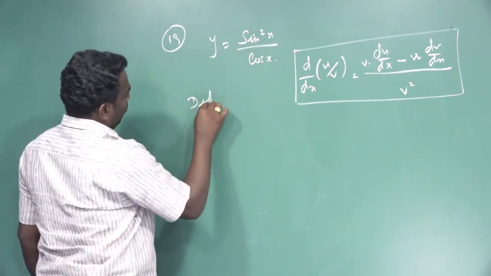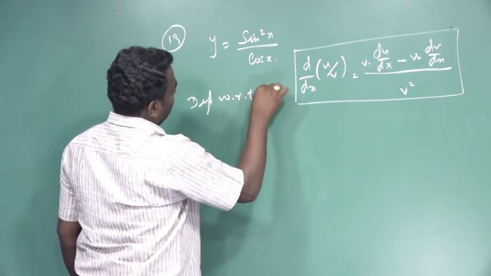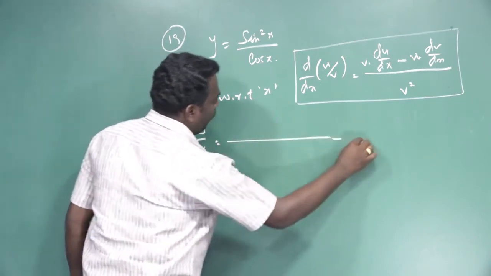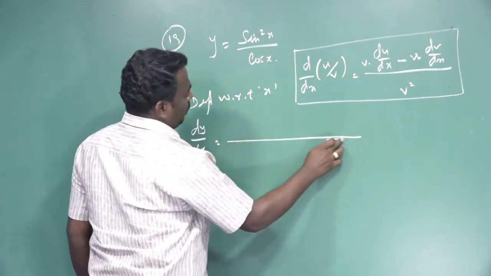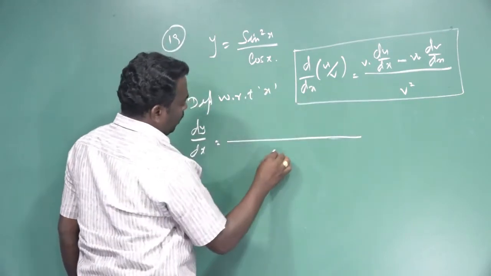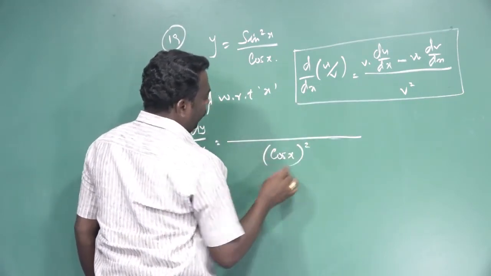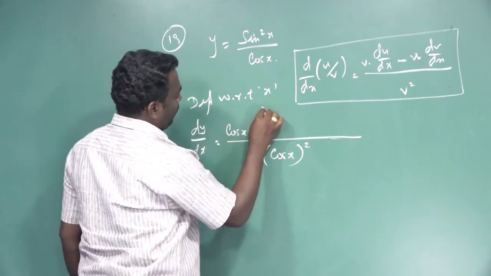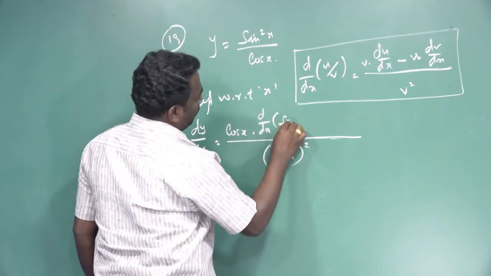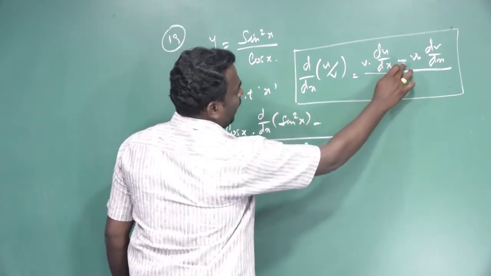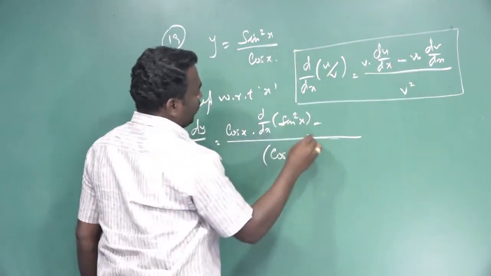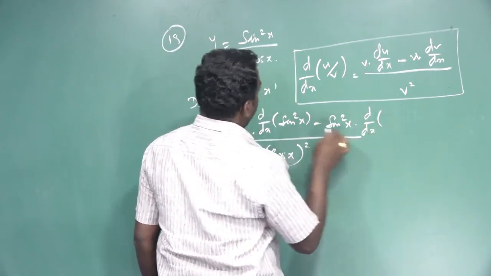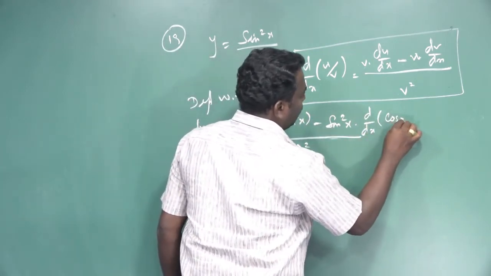Now differentiate with respect to x, dy by dx, the left hand side equation. The denominator is v square, cos x whole square. Again, what is the numerator? First keep v, cos x, as it is, differentiate with respect to x the numerator, called sin square x, then minus, then keep the u term, that is sin square x, as it is, differentiate with respect to x the denominator term, called v, cos x.